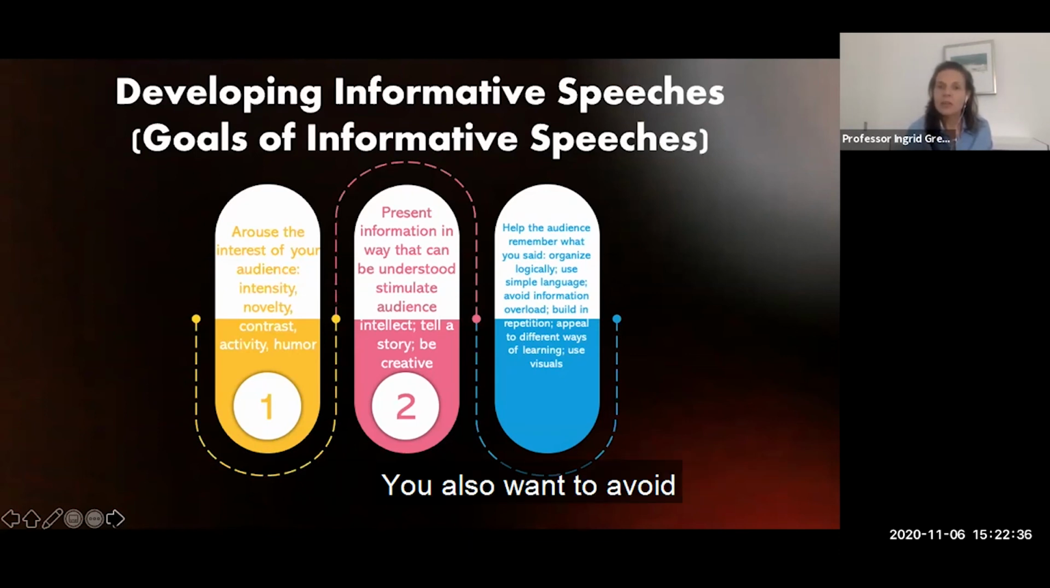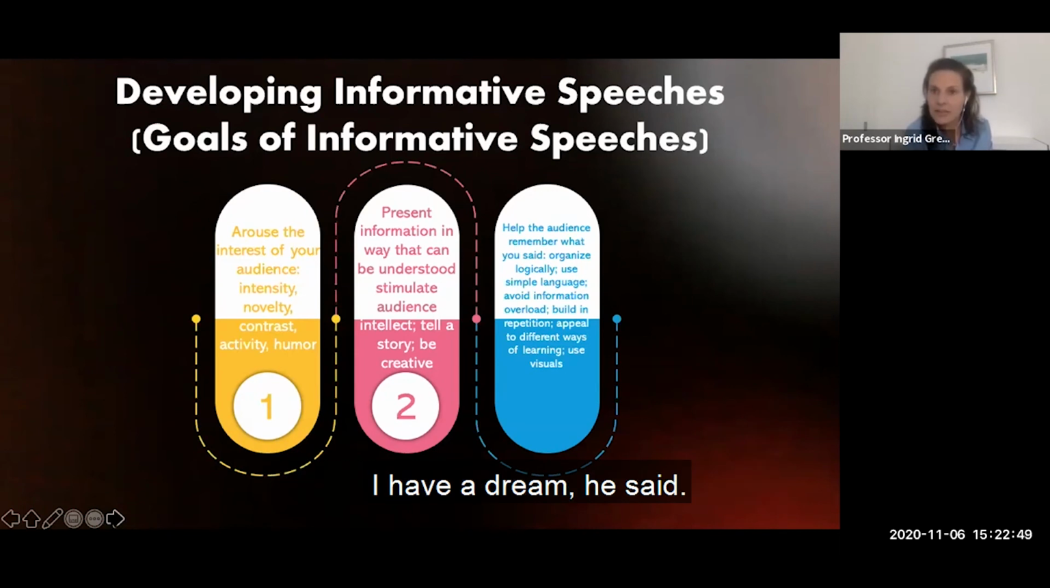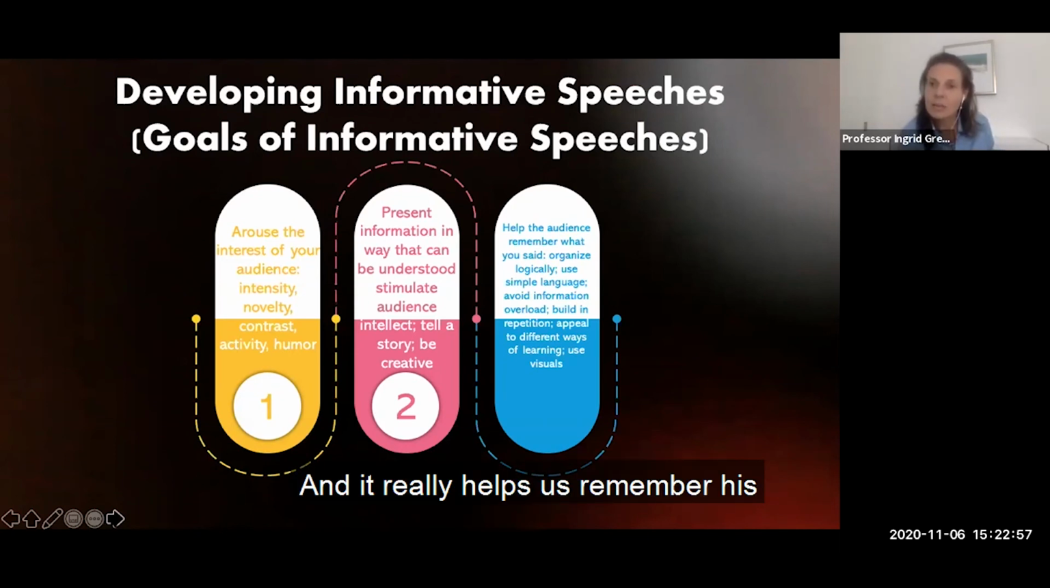You also want to avoid information overload, so not bombarding them with too many graphs or charts or data. You want to build in repetition, right? A good example of that is Martin Luther King, right? When he had that memorable speech, I have a dream. He said, I have a dream that da da da da. I have a dream that da da da da, right? So he says that over and over and over again. And it really helps us remember his speech and what it is that he's talking about.